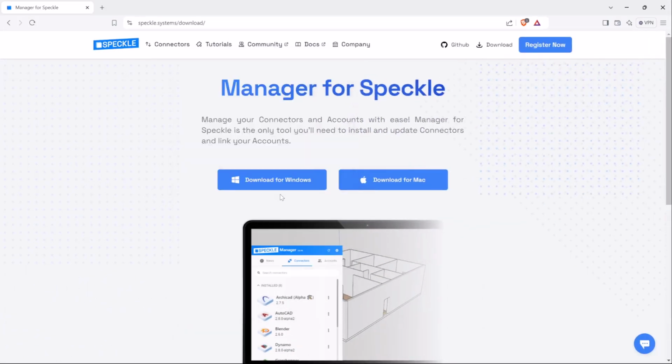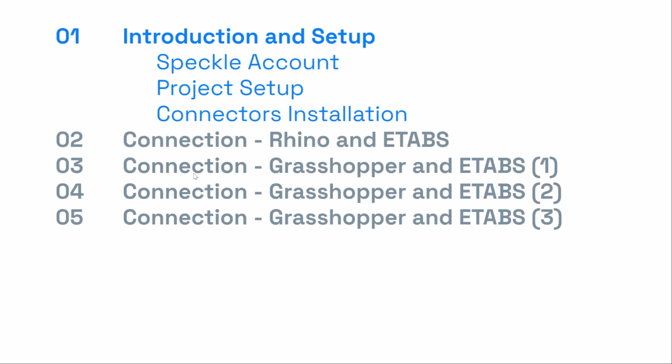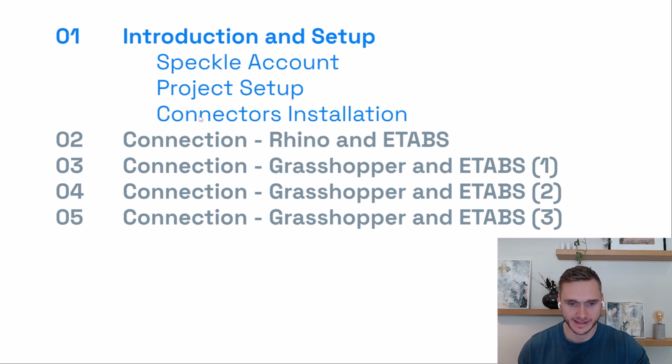So jumping back to our original list, we've gone through Speckle accounts, we've created an account, we've created our project within the app, and we've installed our connectors. That's it for this video. In the second video, we'll be looking at our first connection. So sending information from Rhino into Speckle and receiving that in ETABS.